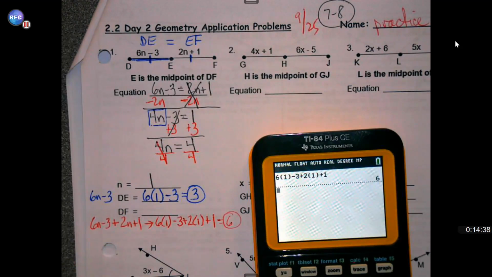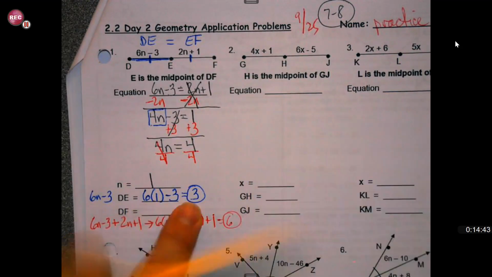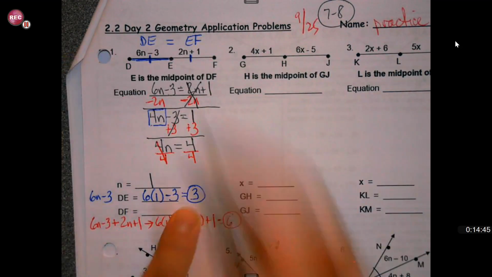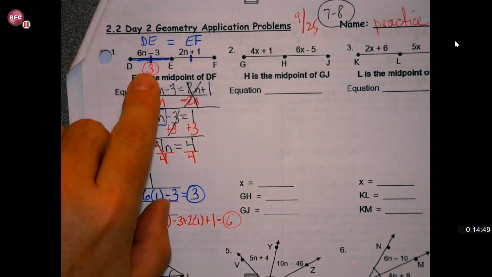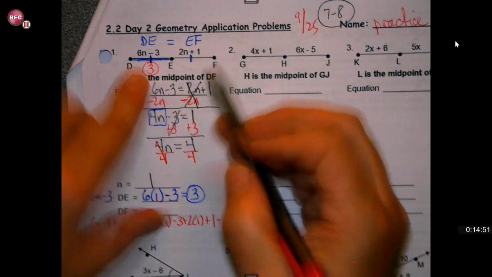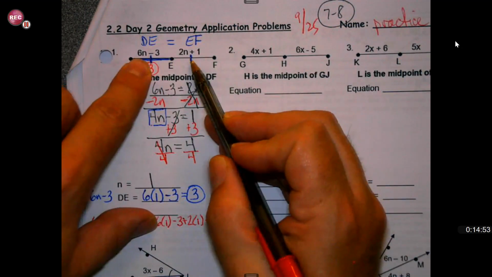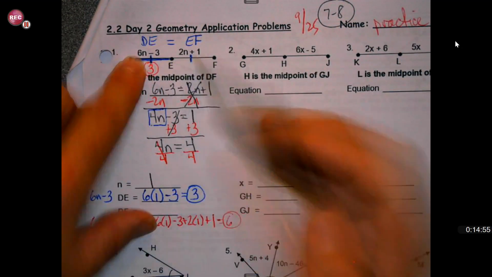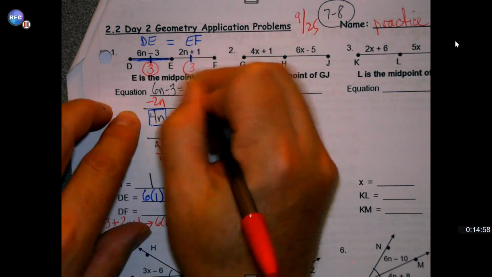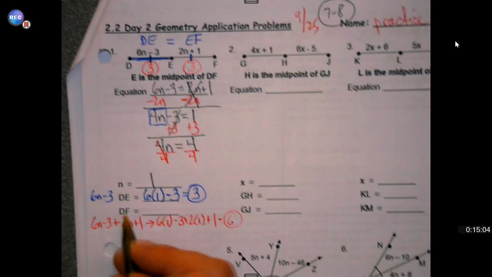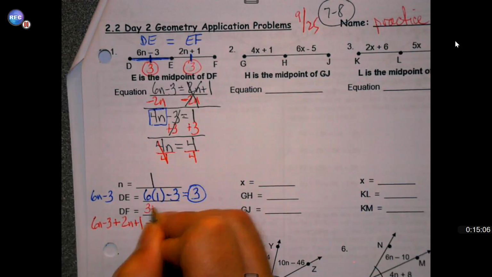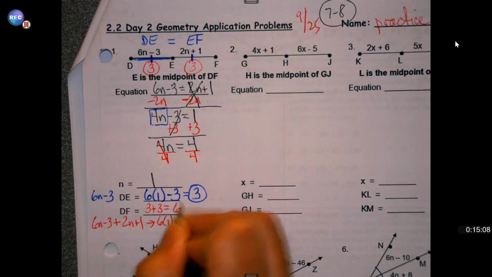But here's what you could do. Here's the shortcut. I knew that DE was 3, right? I knew this part was 3. If I know that part's 3, and I know these two have to be equal because this is the midpoint, wouldn't that mean that that has to be 3 as well? And if that's true, DF would just be 3 plus 3, which is 6.